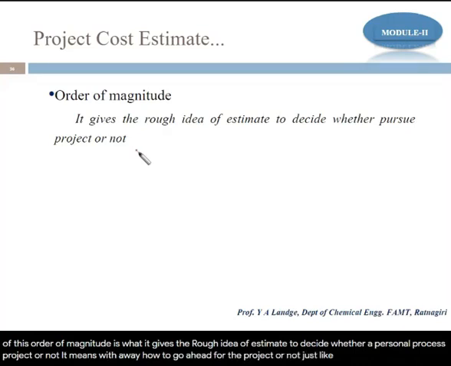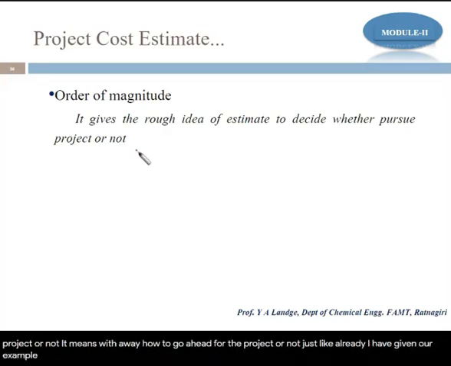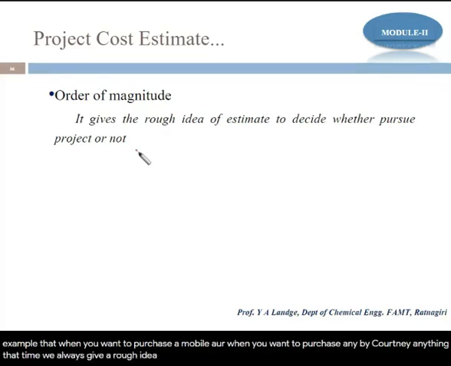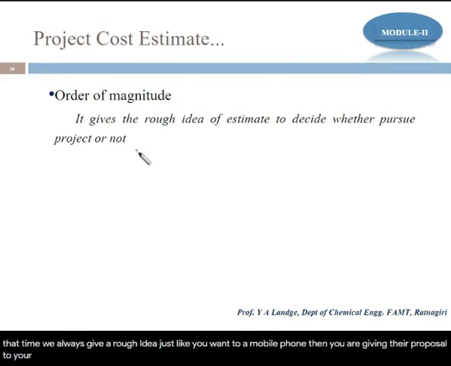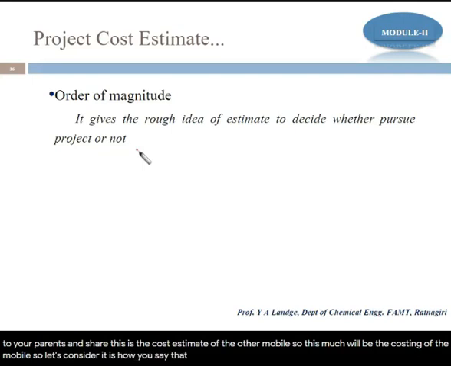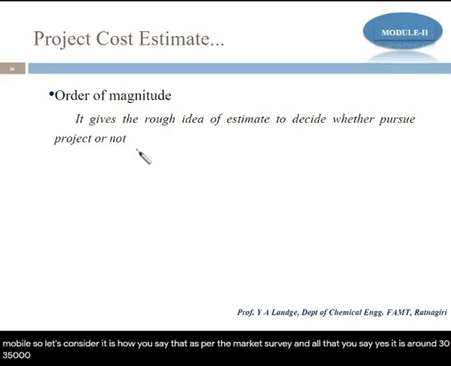As I already gave an example, when you want to purchase a mobile, or a bike or anything, we always give a rough idea. Just like when you want a mobile phone, you give the proposal to your parents and say, this is the cost estimate of the mobile, this much may be the cost. Let's consider that as per the market survey and all, you say it is around 35,000. So that will be the cost of it.